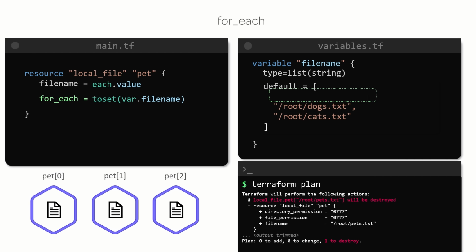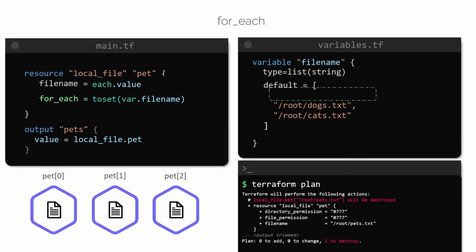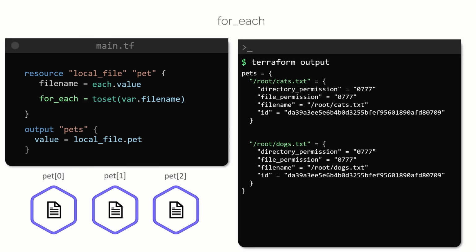To see how this is working, let us create an output variable called pets to print the resource details like we did with the example using count. From the terraform output command, we can now see that the resources are stored as a map and not a list. When we use for_each instead of count, the resources are created as a map and not a list.